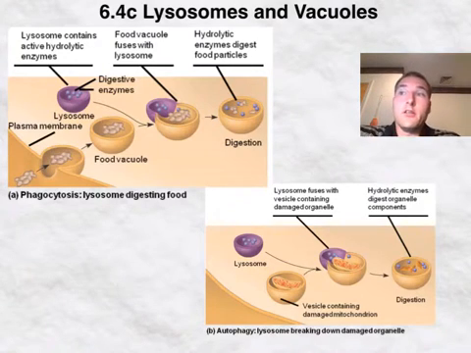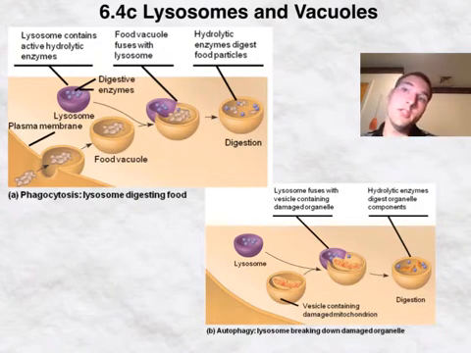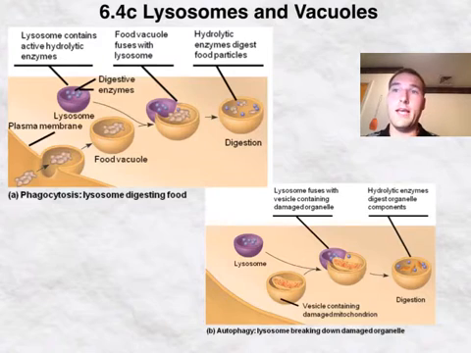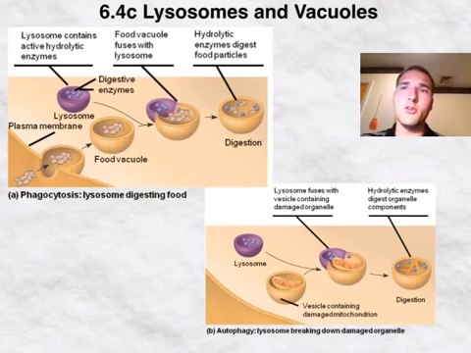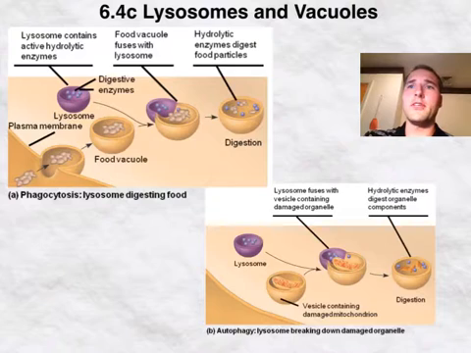Alright friends, we've got section 6.4c, this time talking about lysosomes and vacuoles. We're going to start with lysosomes as our first topic, and a lysosome would be a vesicle that has digestive enzymes in it.